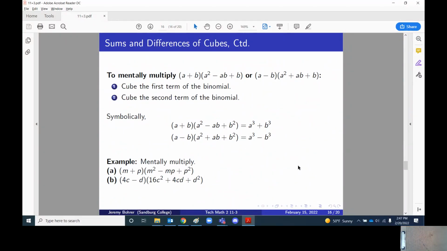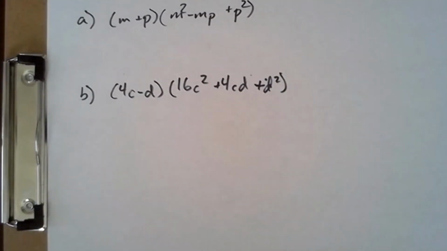Okay. The last thing we want to do is to look at a couple of problems of this form where we're looking at sums and differences of cubes. Remember that we have a plus or minus b times a squared minus or plus ab plus b squared gives us a cubed plus or minus b cubed. This is going to be the last one for this video.